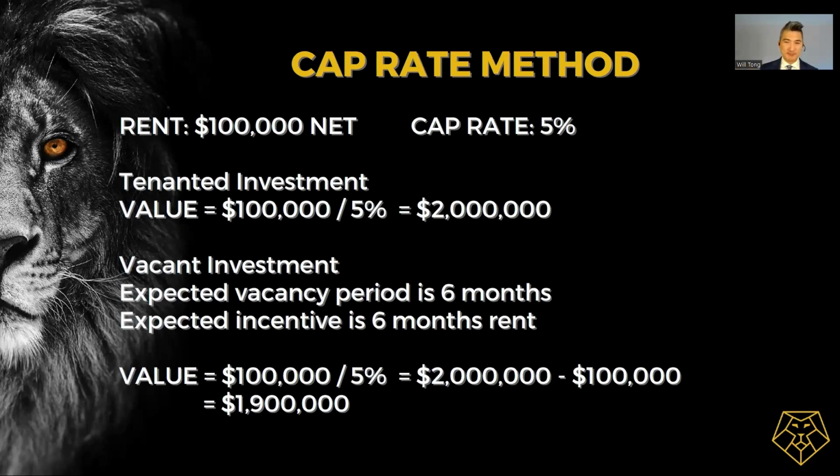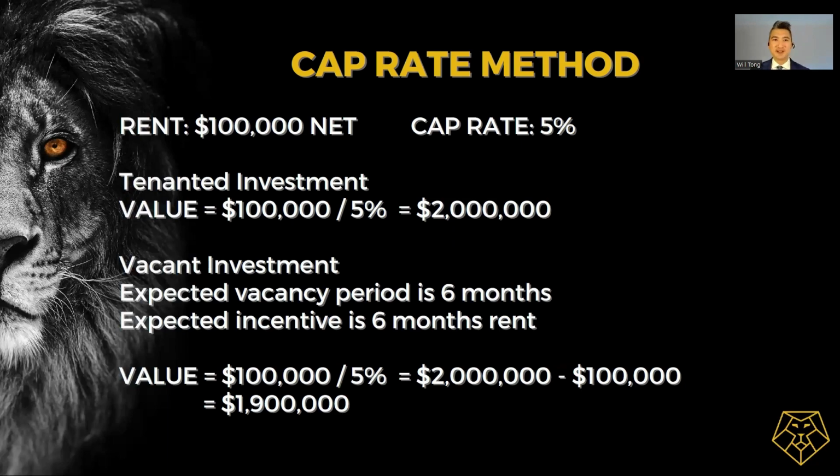Okay, so we explained what cap rate meant. So as an example, if you're trying to determine value of property, first of all, you look at what is the rental income of the property. So let's say the rental income of the property is $100,000 net, and we've determined that the cap rate of the property is 5%. Then if it's a tenanted investment, then the value of the property will be $100,000 divided by 5%, which equates to $2 million. So in this particular scenario, this property's value is probably around $2 million.